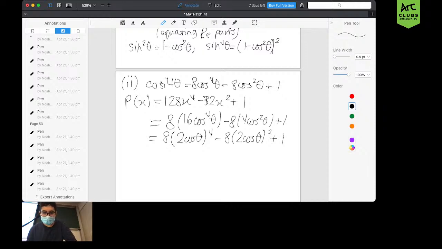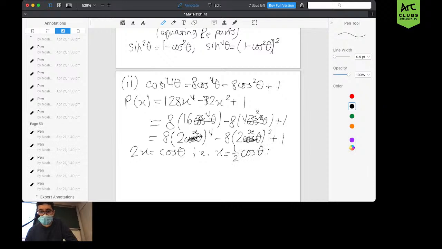Sorry about that. These are meant to be x's. So x squared, (2x) all to the 4, and (2x) all squared. And we can already see the relationship between the two polynomials. Well, if we substitute in 2x equals cos theta, i.e., that's just the same thing as saying x is a half cos theta.